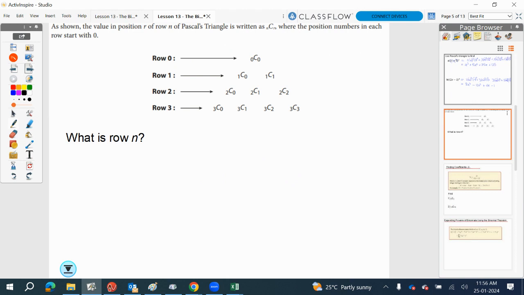What are the names of the combination numbers in row n? Have a go writing this out. What is the name? List the combination numbers in row n. List them on your paper, not with your mouth.